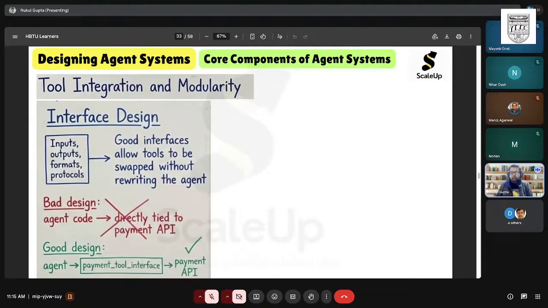So bad design is, for example, if the agent code is directly tied to the payment API, then for any upgrade to the API, you have to change the code. So that's a bad design. The good design is that to communicate with the payment API, we have a payment tool interface, and the agent communicates with the payment tool interface. So any changes we have to make are in the interface and not in the agent code. And that is a good design. And the framework takes care of all this. So that's something very useful for us.